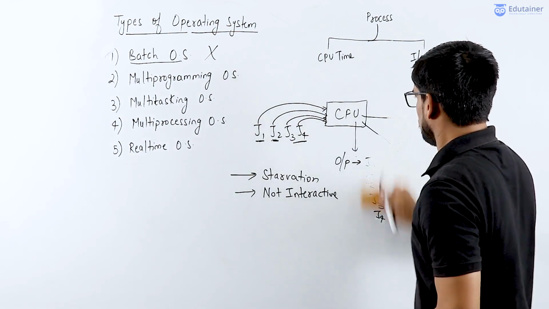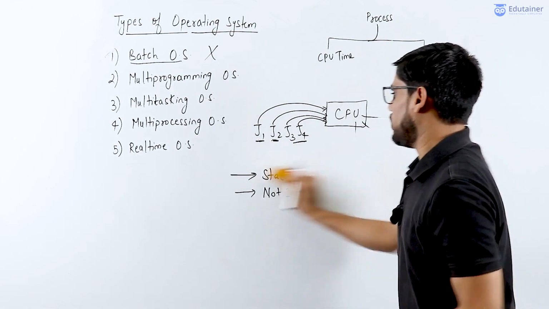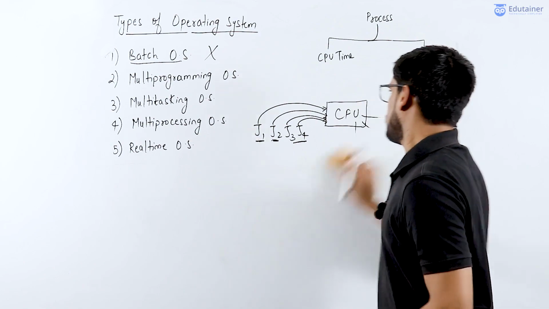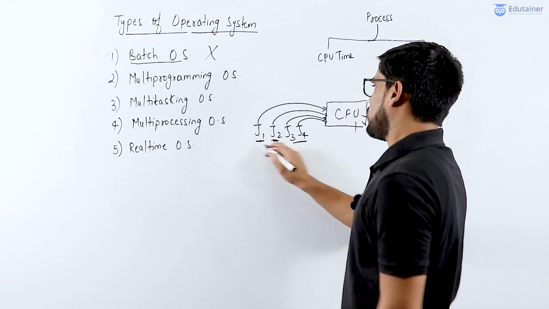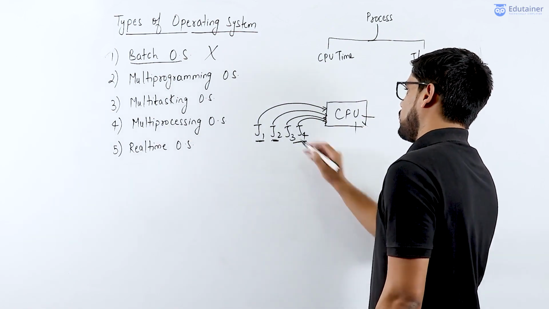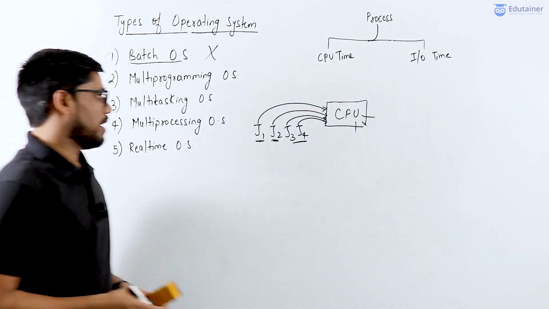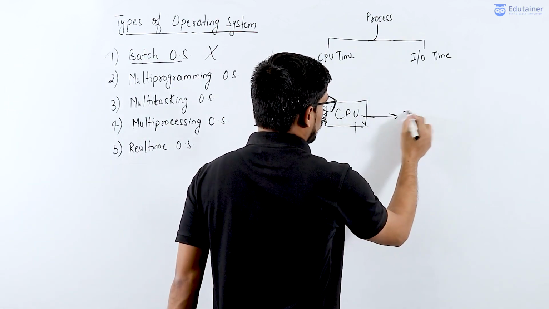And in multi-programming operating system, what we will do is, let's say jobs J1, J2, J3 and J4 need to be processed. Okay, and job J1 requires, let's say, input output.